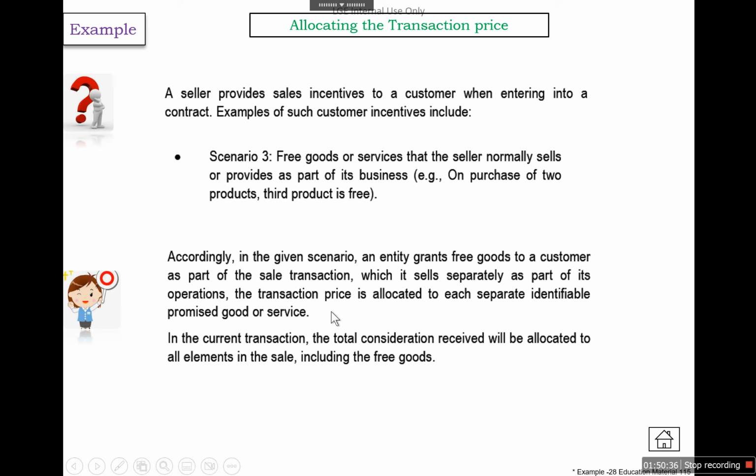The transaction price is allocated to each separate identifiable promised good and service. In the current transaction, the total consideration received will be allocated to all elements in the sale, including free goods.